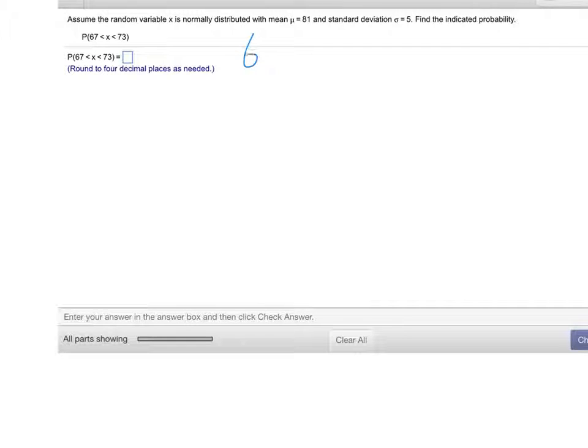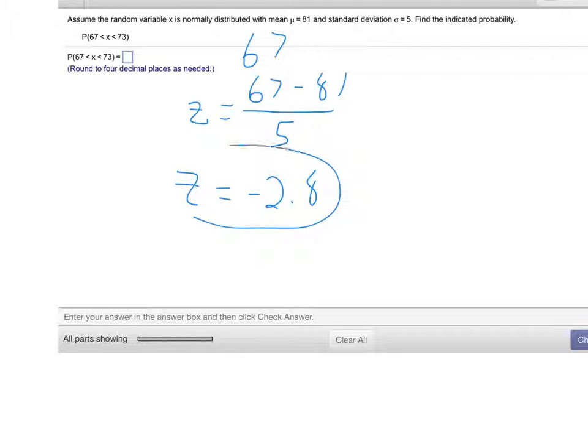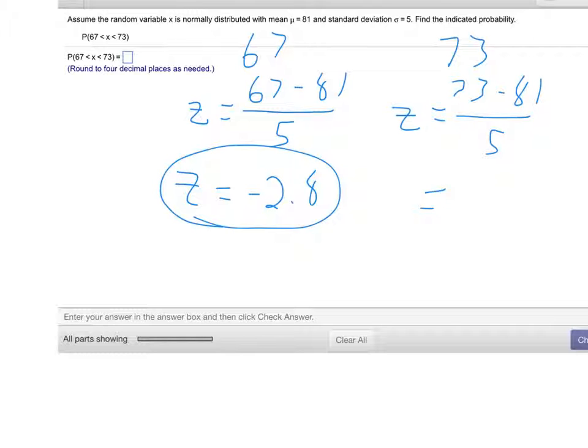Let's see, if we start with the 67, the z-score for it would be 67 minus 81, all over the standard deviation, which is 5. If we put that in the calculator, I come up with negative 2.8. And so we have that z-score. Now we need to calculate the z-score for 73. So z equals 73 minus the mean over the standard deviation, and the z-score here will be negative 1.6.